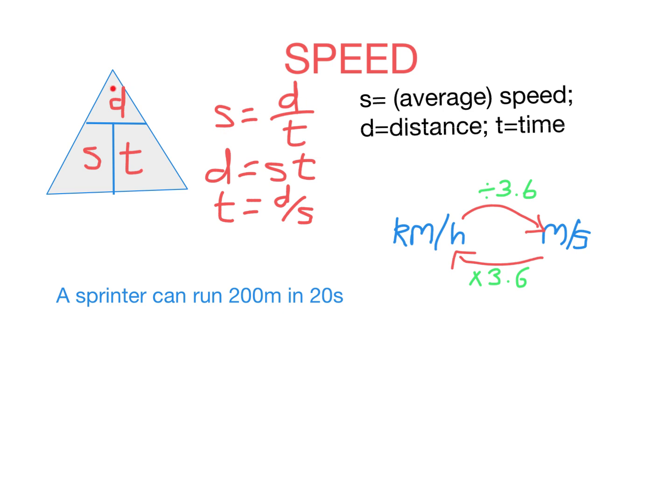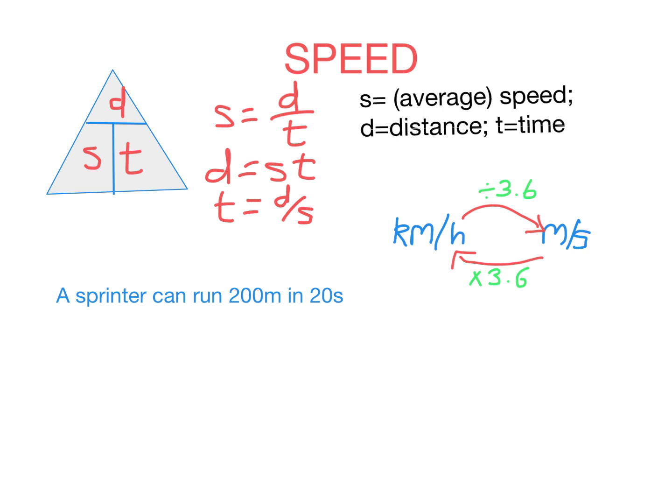If you want to find d, the distance, you cover that up and you're left with st. So remember, in algebra, if we don't write an operation, it's times. Distance equals speed times time. And similarly, if I want to find t, I cover it up and I'm left with d over s. Time equals distance over speed. We are going to perform calculations to find speed, distance, or time.